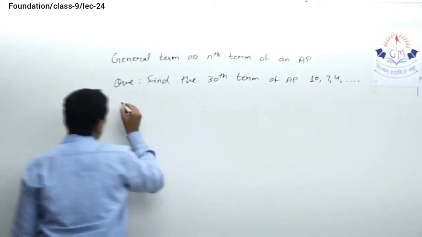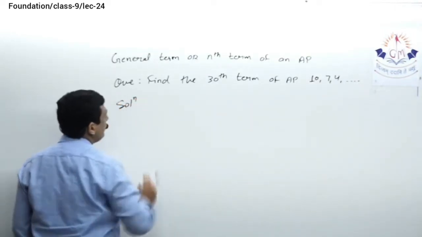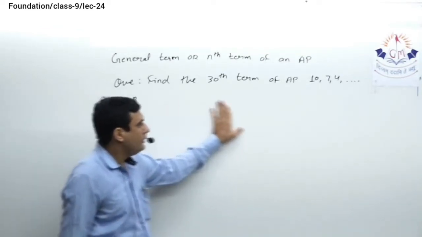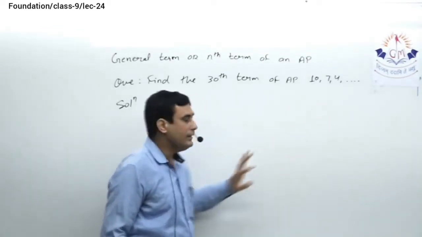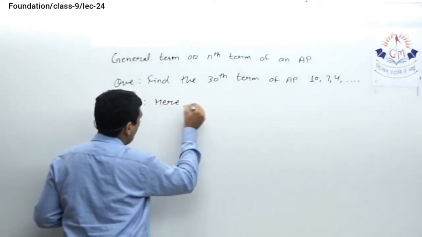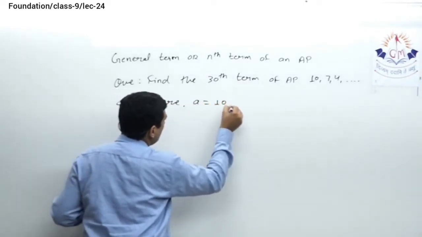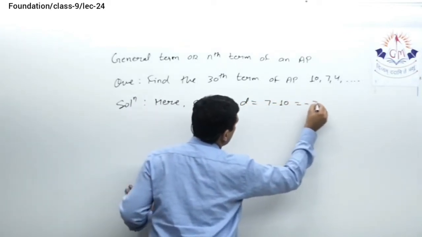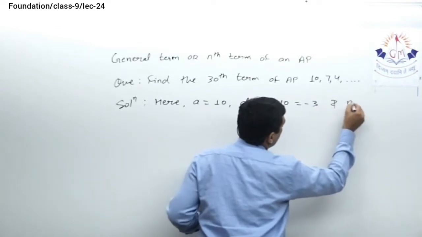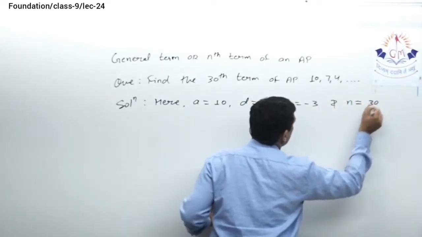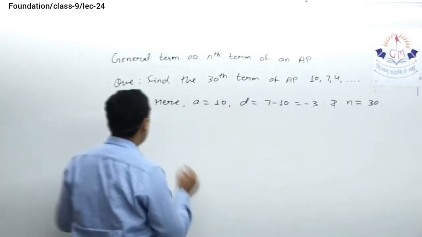Okay, so how to solve this? We have to find the 30th term, and we have the formula to find the nth term. So first of all, we'll identify A, D and N. Here A is equal to 10, D is equal to 7 minus 10, that is minus 3, and N is equal to 30, as we have to find the 30th term.